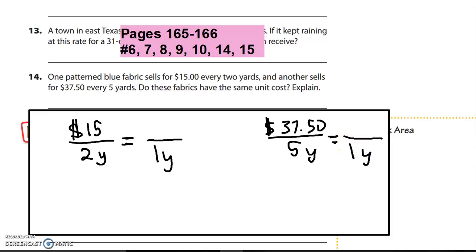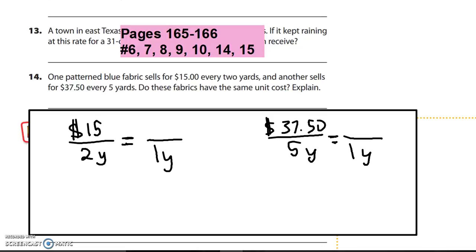Now you're going to do that in different ways, because on the one on the left, you're going to divide by 2 to get from 2 yards to 1 yard. So divide $15 by 2. The one on the right, you're not going to divide by 2, because if you divide by 2, you won't get from 5 yards to 1 yard. So you're going to divide by 5 instead. So I would try 2 division problems with money. It's going to require a little bit of thinking about where the decimal goes.